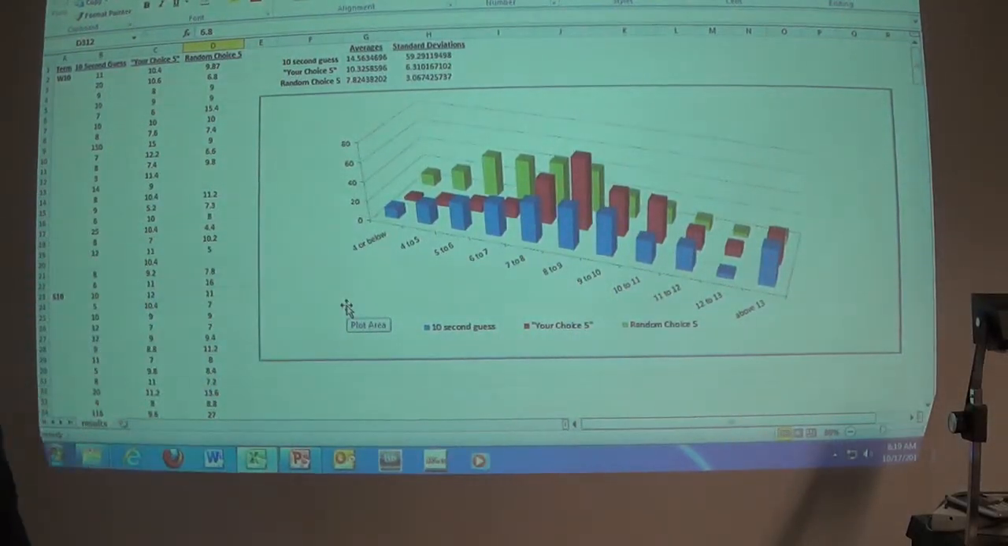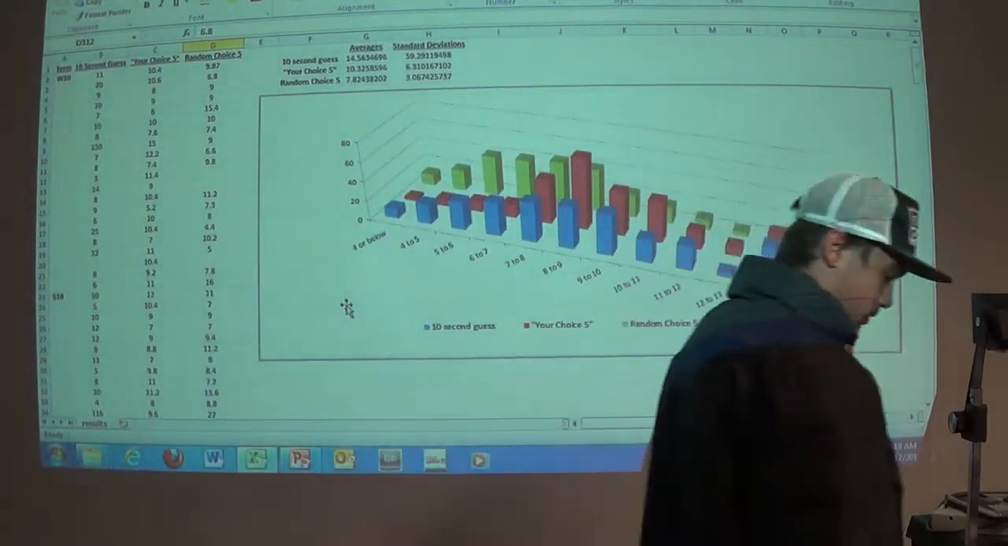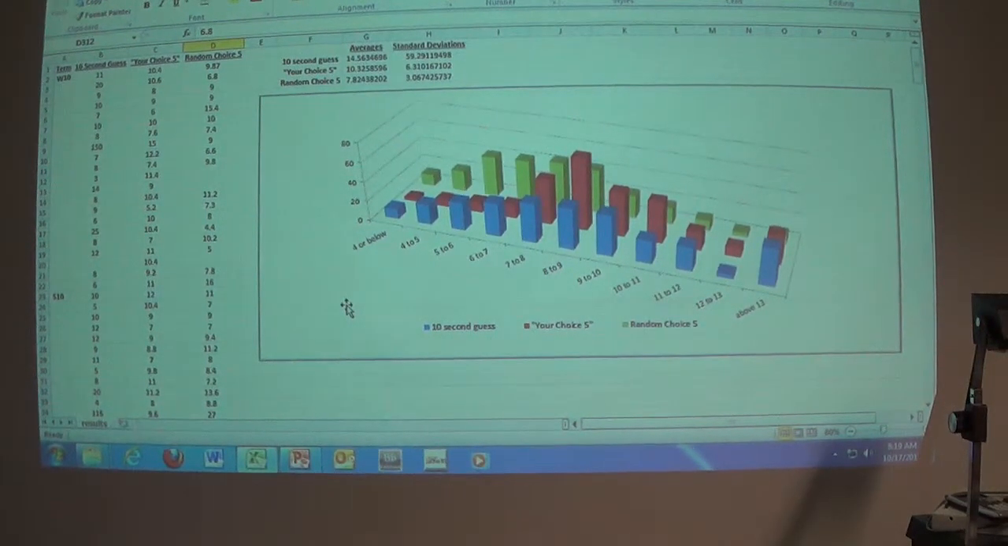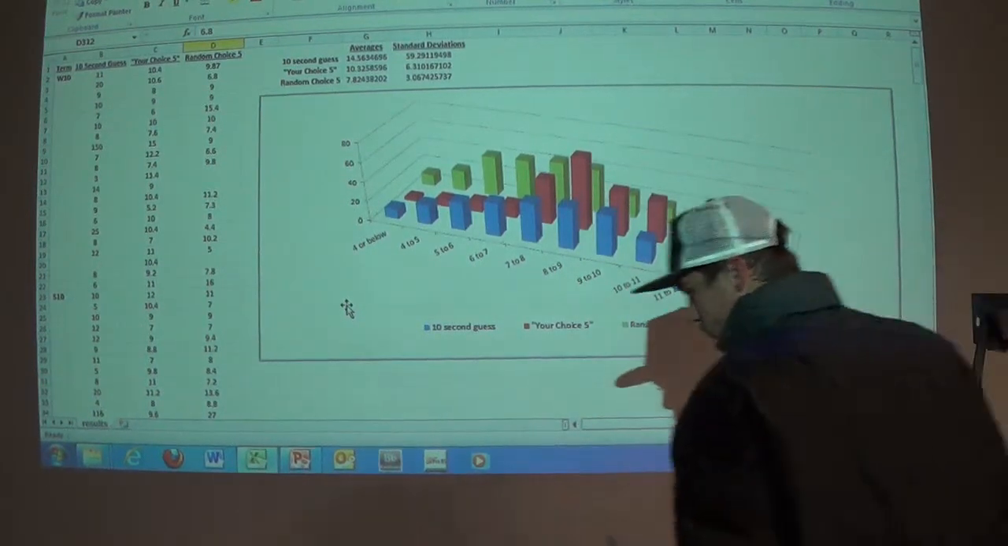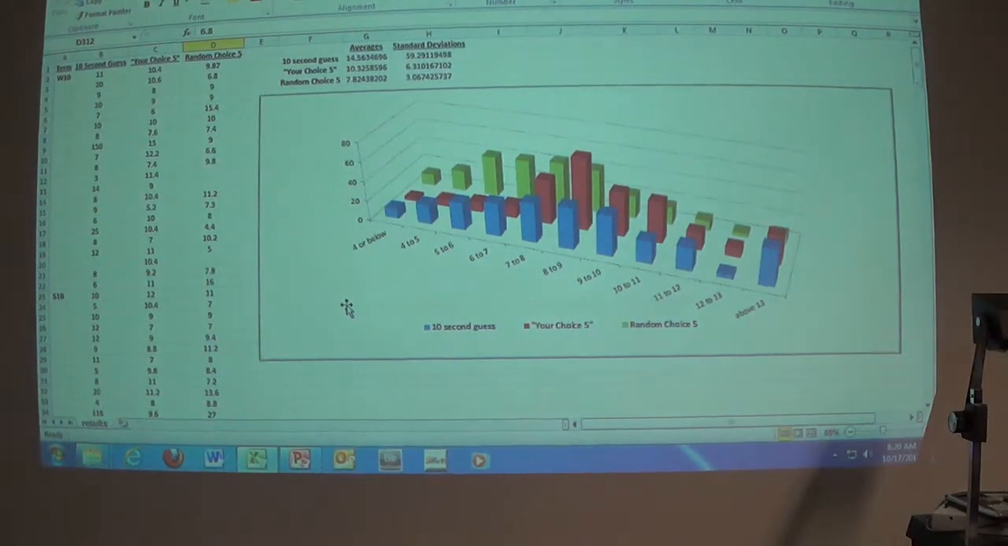So, same thing. Up there, you see a blue histogram, which is the guesses that students have had in the past when I give them 10 seconds to guess. Then, we see the red, which is the Your Choice 5. That's the one where I say, you guys pick 5 rectangles that you think are representative samples, average those. And the green one back there is the Random Choice 5, where I actually have you grab random numbers and calculate the averages there.